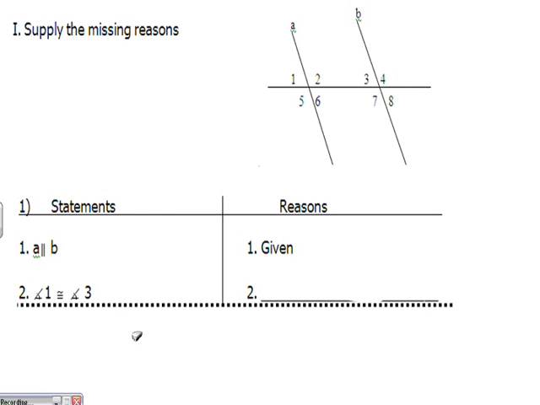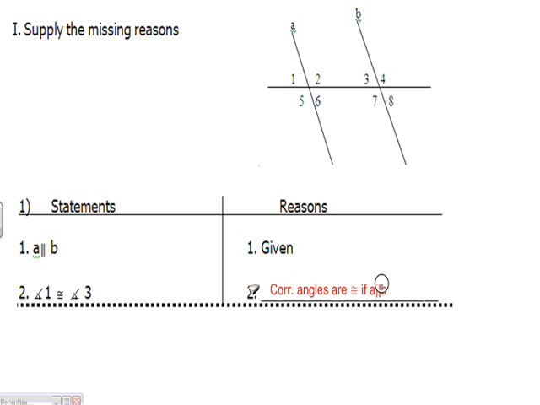All right, now we're about to do a bunch of easy proofs. So I would like you to fill in the reason and then come back and check to see if you got the right answer. So we're given that A is parallel to B, and we need to say that 1 is congruent to 3. What's the reason? Hit pause, write it down, come back and check.